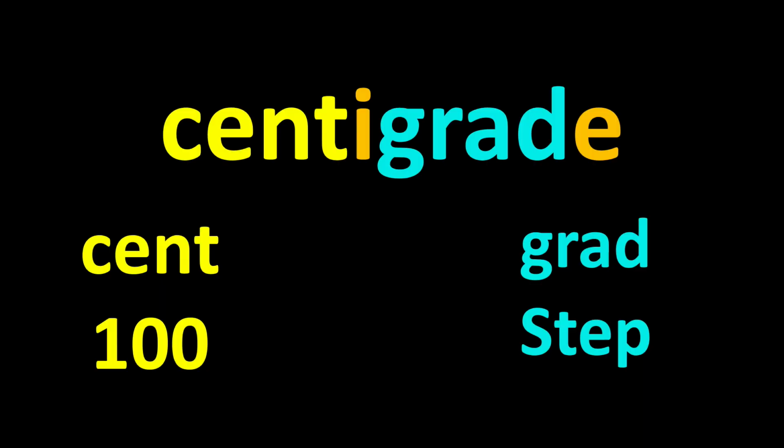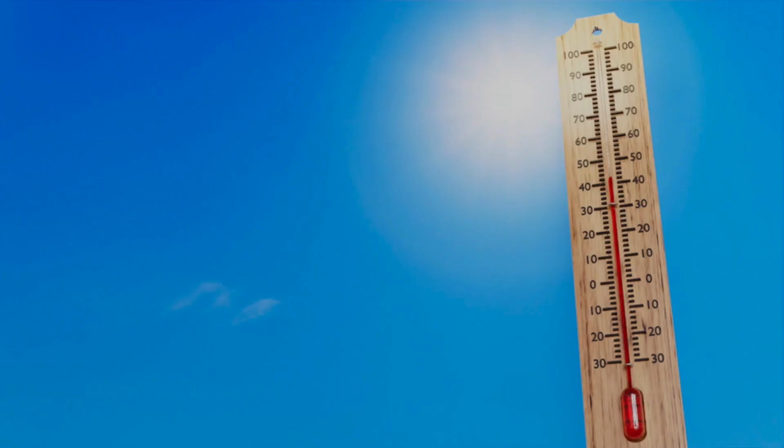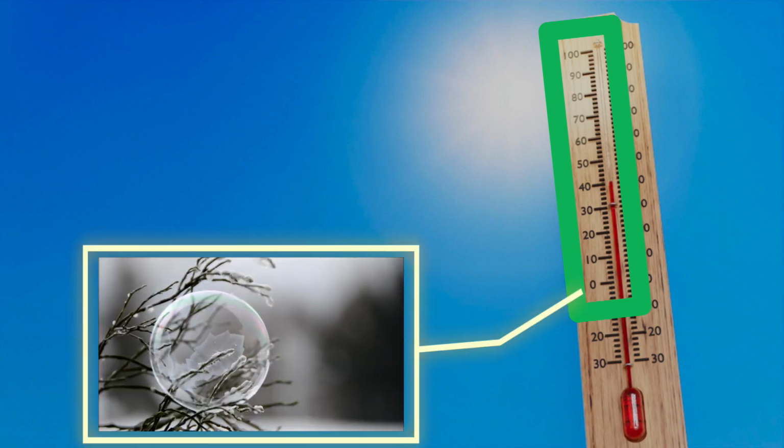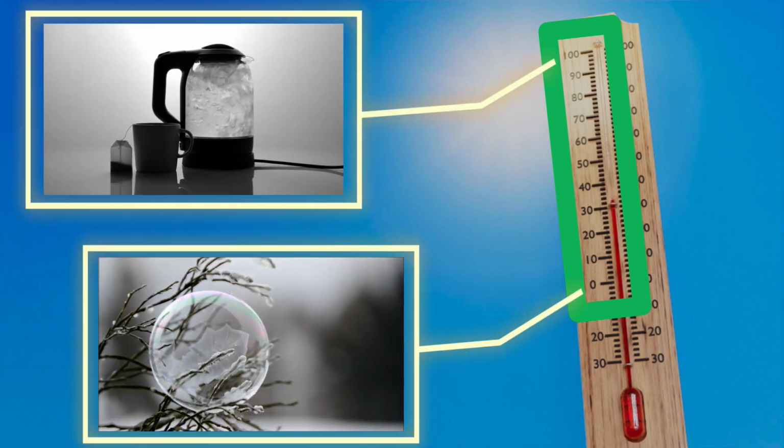The word centigrade is made of two word parts. The second is grade, which means step. Centigrade means 100 steps. Metric thermometers have 100 steps between the temperature at which water freezes and the temperature at which water boils. We call each step a degree of Celsius.